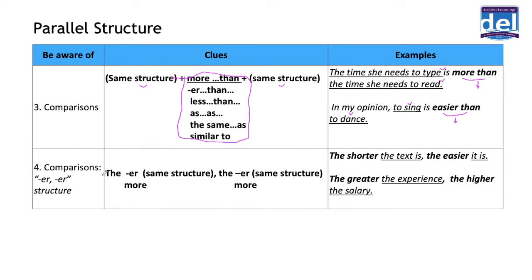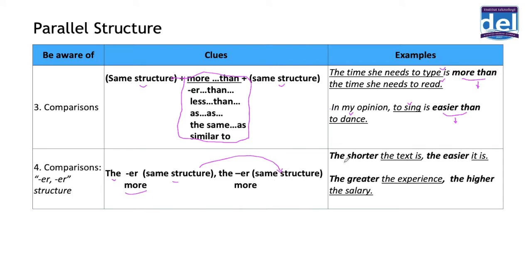Okay, and then the last thing that you should be aware of regarding parallel structure is still about comparisons, but it is quite different. It is a sentence with double comparisons. So here is the structure. We use the comparative with er or with more. Same structure, and the structure must be the same as the structure in the next clause or in the next part. Let's see the examples to make sense of it, yeah?